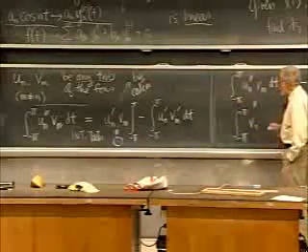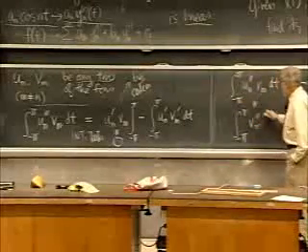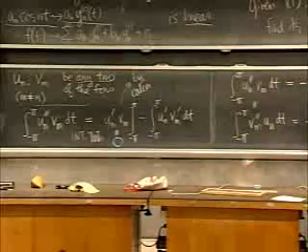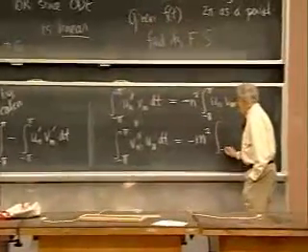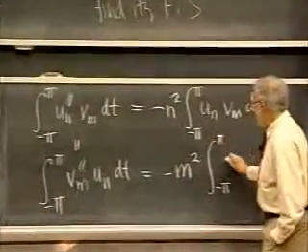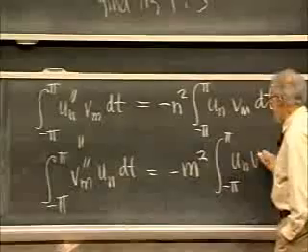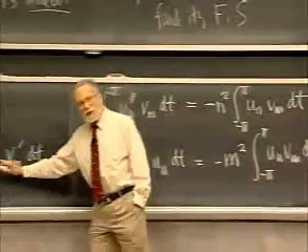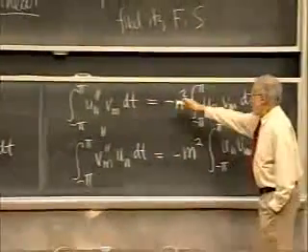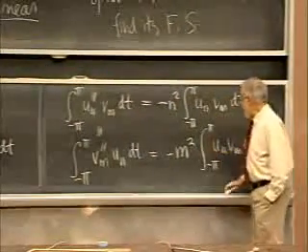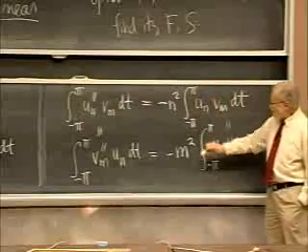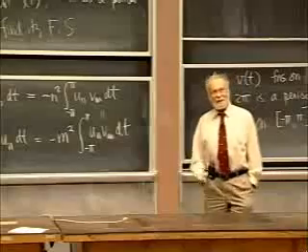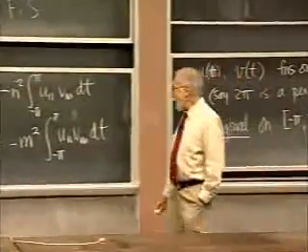I'm just saying the symmetry a different way. What I would have gotten if I had done this calculation. And that turns out to be minus m squared times the integral from minus pi to pi of un vm dt. So these two are equal because they're both equal to this. This equals that. Therefore, how can this equal that unless the integral is 0? How's that? Remember, m is different from n.